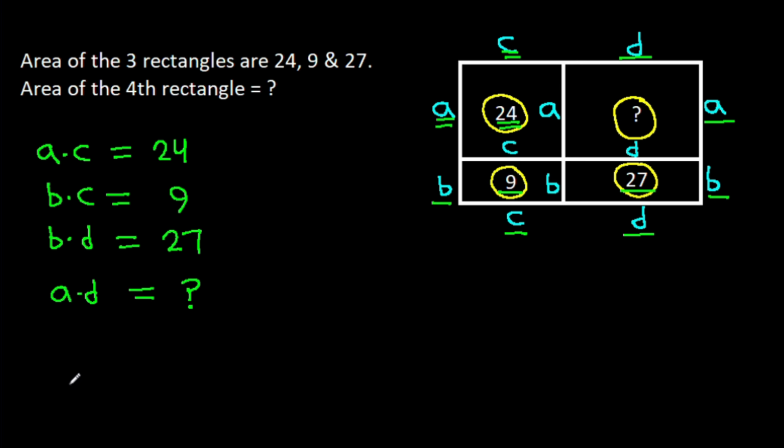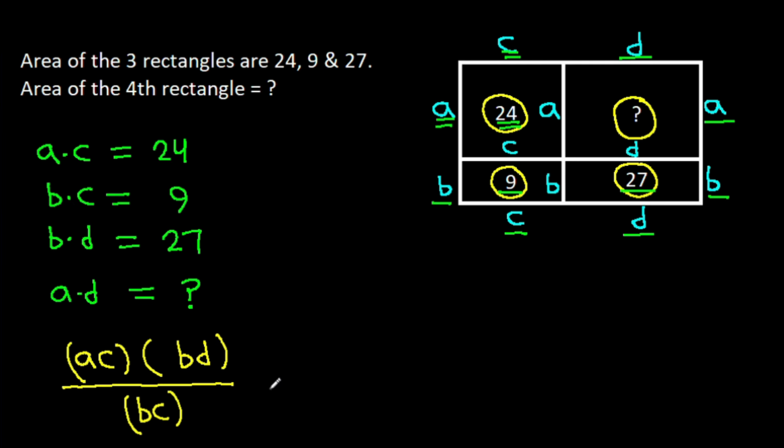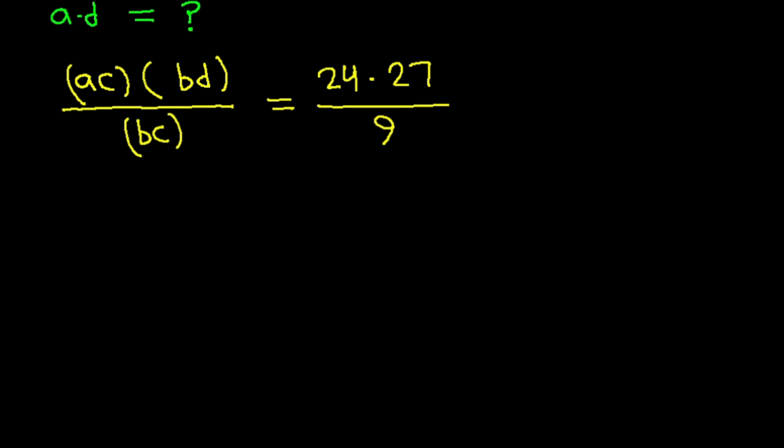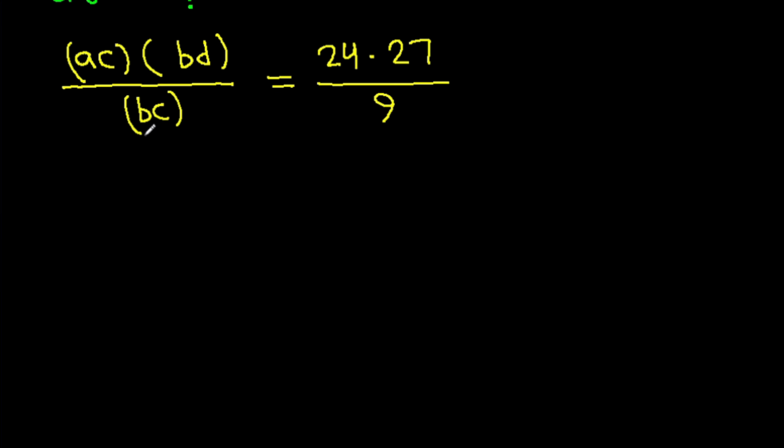And now if we multiply AC and BD and divide by BC, then AC is 24, BD is 27, and BC is 9. And B will get cancelled, C will get cancelled.